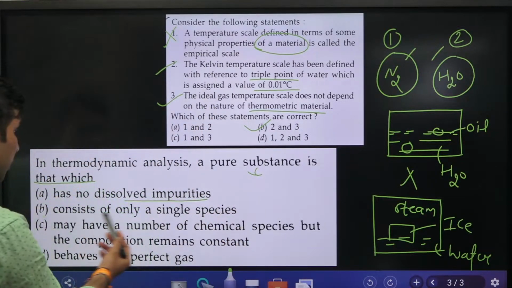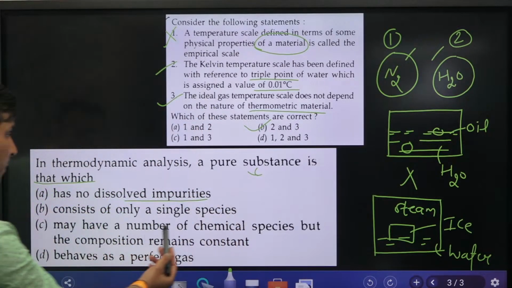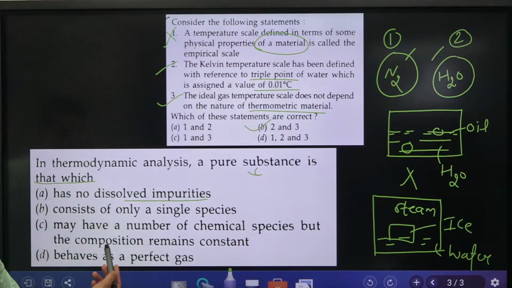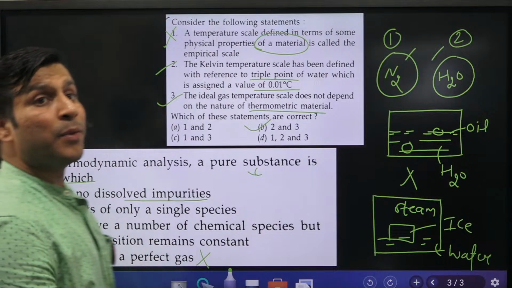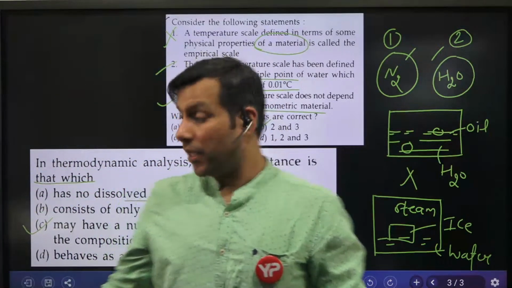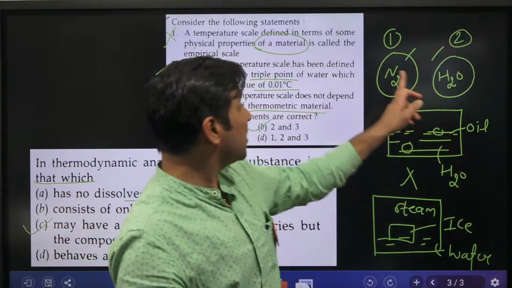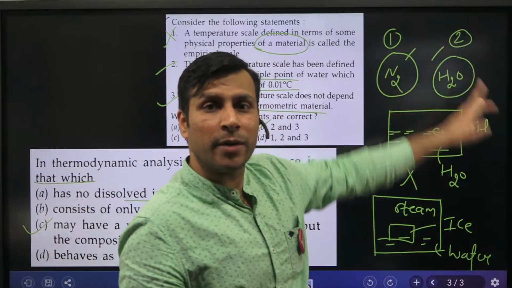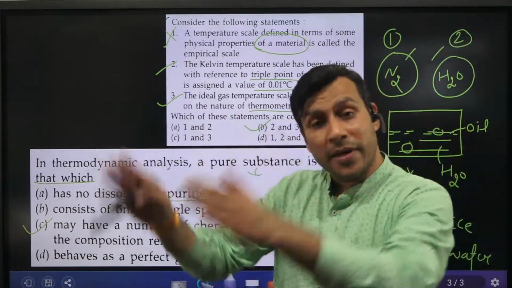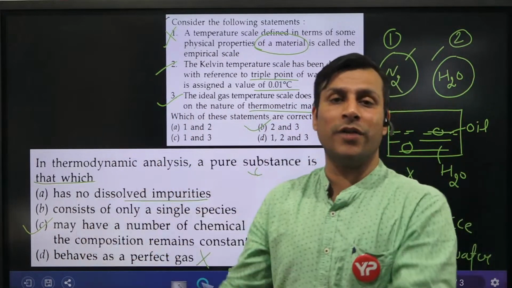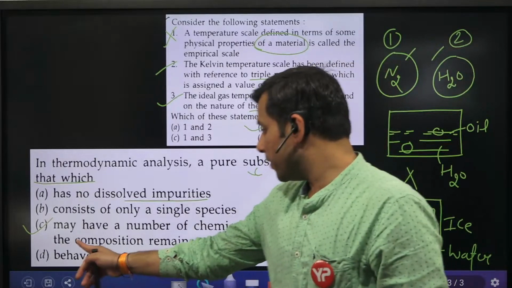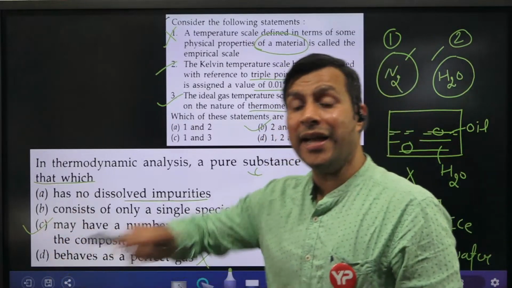It consists of only a single species, or may have a number of chemical species, but the composition remains constant. It does not need to behave as a perfect gas; that is wrong. May have a number of chemical species, but their composition remains constant: this is right, guys. Why? Because I told you, different components may be there. Like this is a single component, this is a single component, but a combination of different components can also qualify as a pure substance if their composition is constant and uniform throughout.